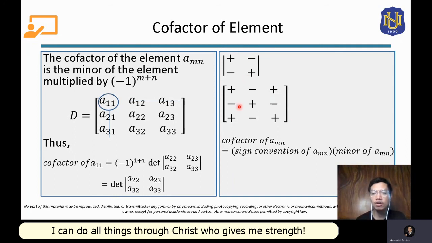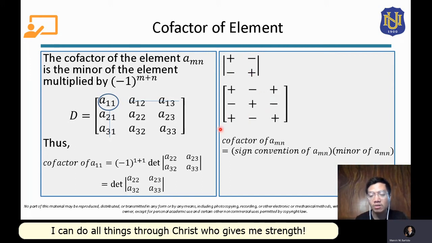So the sign convention, let's say for a 2 by 2 matrix: it always starts with positive, and then alternately it will be negative, and then here, if it is positive, here below it should be negative and then positive. So this is the sign convention for a 2 by 2 matrix.